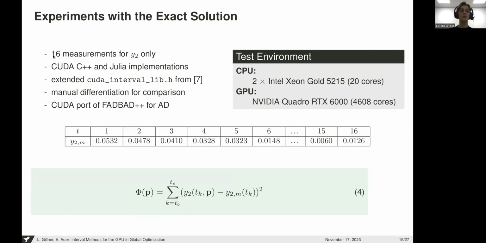For our experiments, we had 16 measurement points for the y2 dimension only. So we can reduce our cost function to this expression, only concerning y2. And as already mentioned, we used CUDA C++ and Julia for a comparison of both. And we use an extended version of the CUDA interval library.